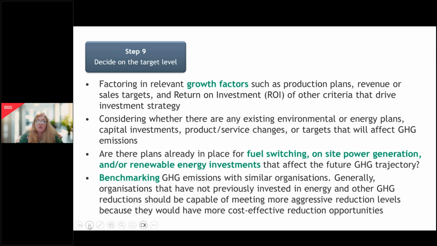You should also look at growth factors. So what are the production plans, revenue or sales targets, return on investment, or things that would drive your investment strategy? Those growth factors should be factored in because they will have an impact on your target. And this is where intensity factor targets might be useful. Are there already plans in place for fuel switching, for on-site power generation, and/or renewable energy investments? And have we done benchmarking with other similar organizations in our industry, for example?